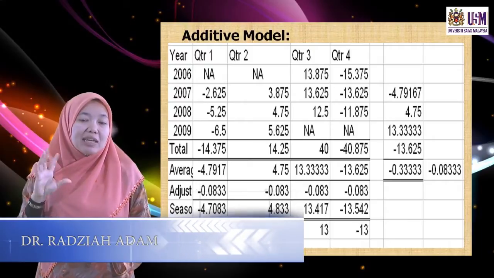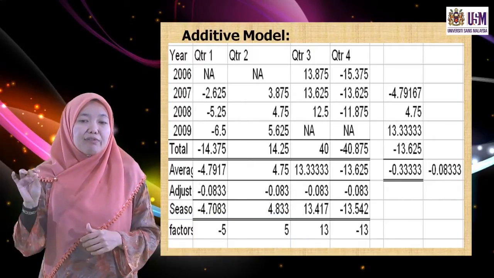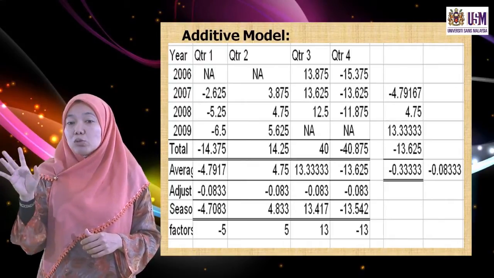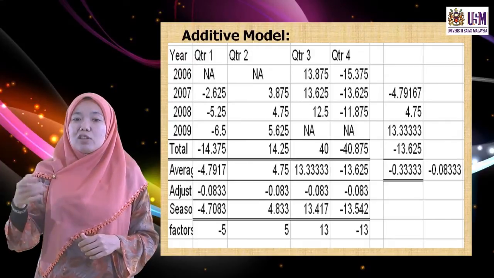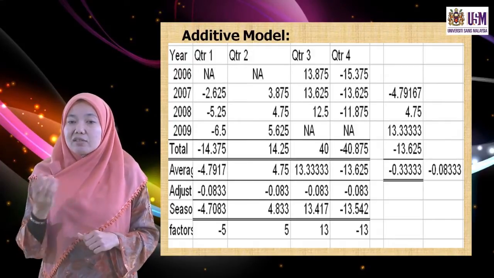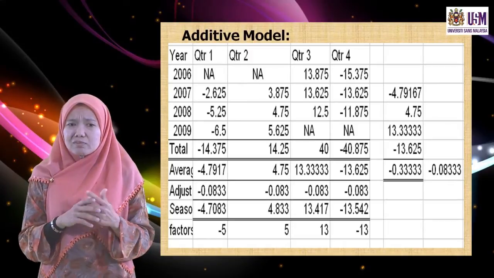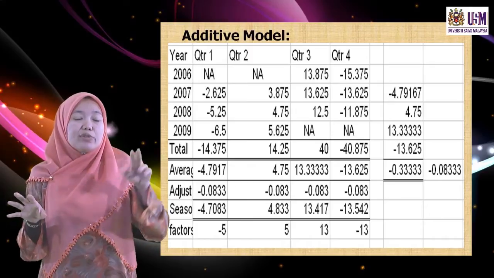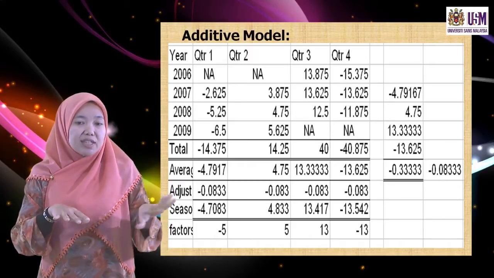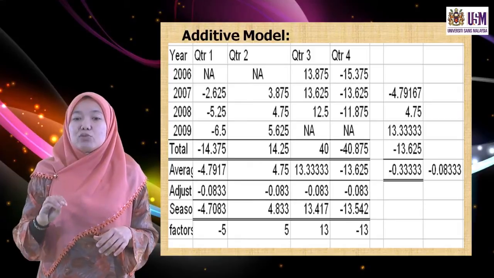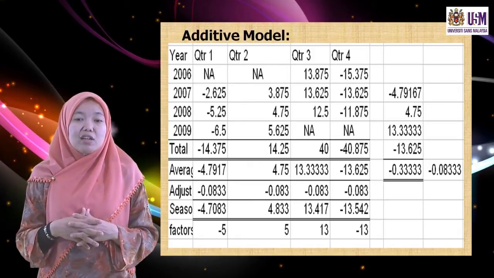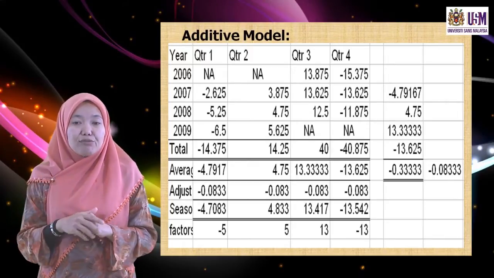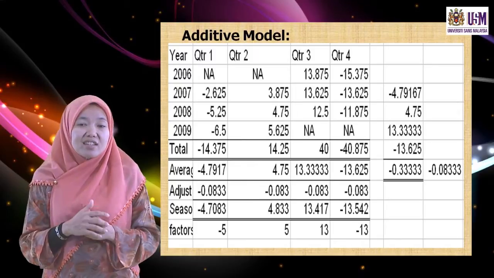It should be that, mathematically, negative 13.5 in quarter 4 should be rounded up as negative 14. It should be the rule of rounding, more than 0.5 it goes up 1 unit. But in this case, because we want to make sure your seasonal factors offset each other, they should equal to 0 at the end. So negative 5 balances with 5, settled. So 13 should balance with negative 13 to offset each other. So that's why negative 13.5 is not rounded up to negative 14. Instead, we round it down to negative 13.